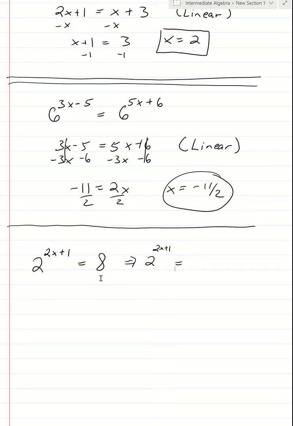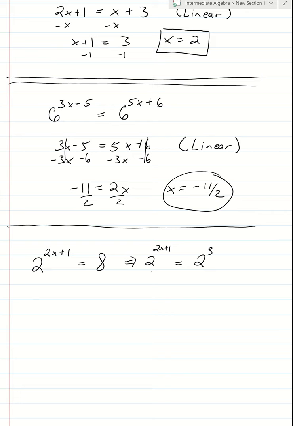However, now let's take a look at the number 8. Let's see, is there a way of taking the number 8 and writing it as a base 2 number? 2 to what power would give me the number 8? And of course, we should know that 2 to the third power is the same thing as 8. So we are not changing the value of the equation. We are just rewriting it in a more familiar form, where we can have the same base.